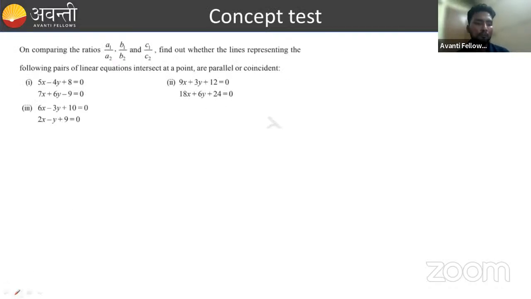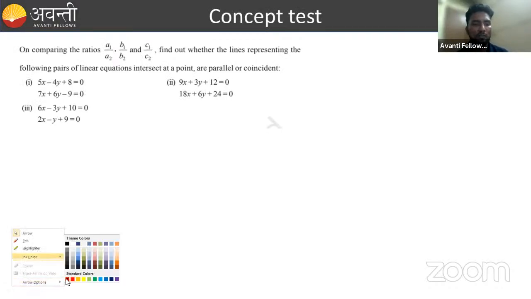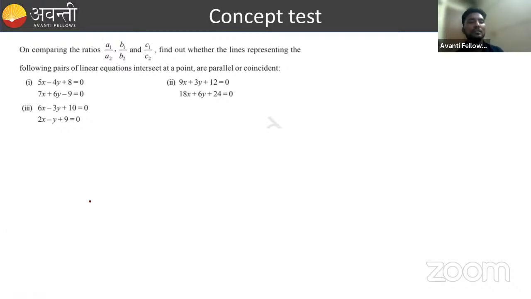Okay, so I hope you can also solve this concept test. You can see a pair of linear equations is given. If anybody asks you whether these linear equations intersect at a point, or are parallel or coincident, just remember all three concepts of A1 by A2, the relation, the ratio of the coefficients. उससे याद करके you can easily solve this. Okay, this is very easy.